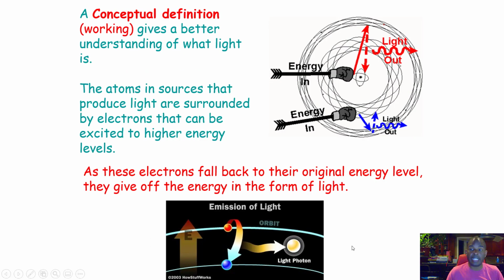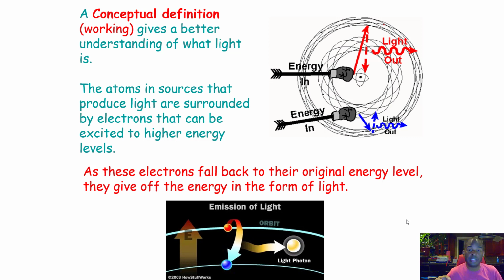So now, this is the last part I'm going to talk about. It's called the conceptual definition. The operational definition just helps a person understand what light is about, but doesn't give you any kind of detail. There's no science related to it. The conceptual definition explains the concept of light.